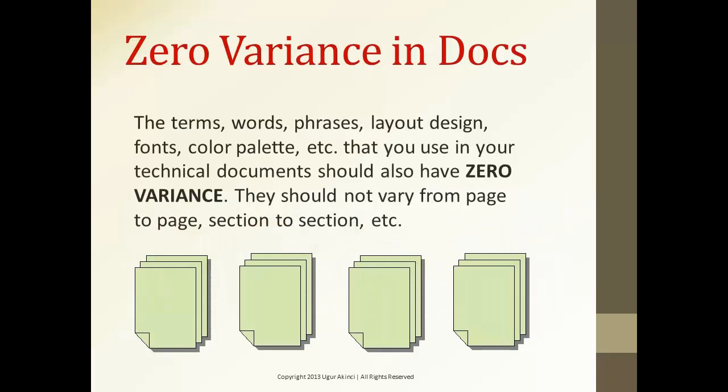In documentation, we should aim for 0 variance. That is, the terms we use, words, phrases, the layout design itself, fonts, colors, etc., they should be the same in styling, in usage. For example, if heading 1 is Times Roman font and size 36 points on page 1, it should be the same on page 100.